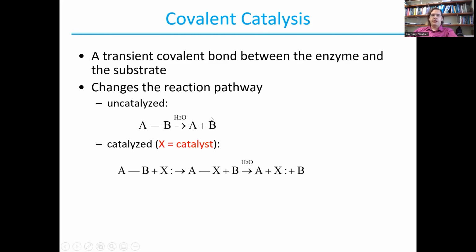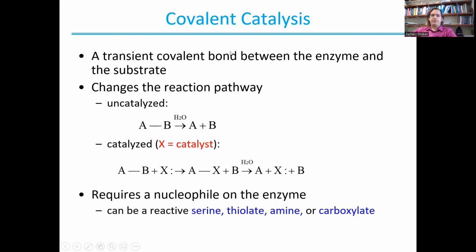So again, we're essentially changing the reaction pathway. Uncatalyzed, we would just be breaking our substrate apart to form our products here. But with the enzyme, we're breaking it, but we're bonding part of it to our enzyme. So here we have a bond forming between product A and our enzyme, and then we release that to form our free products and our enzyme.